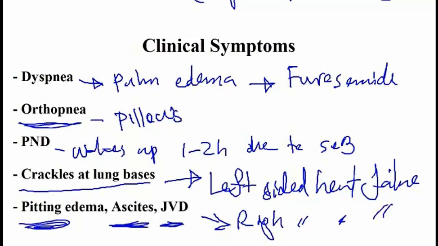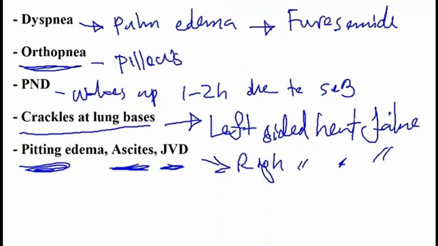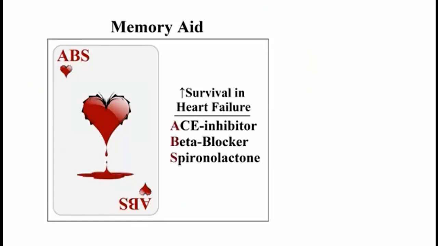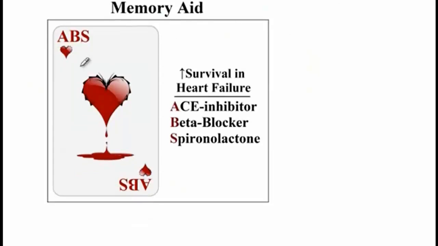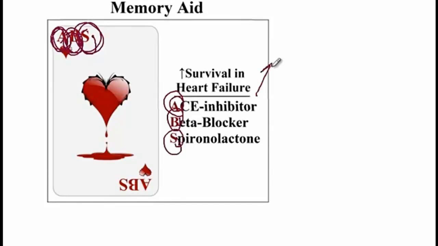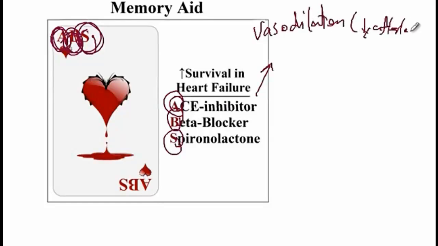Now, there are medications that you can use to increase survival in these patients, and here I have provided you with a mnemonic for that. So these medications include ACE inhibitors, beta blockers, and spironolactone. So what the ACE inhibitors does is that it causes both the vasodilation, which decreases the afterload, and it also causes venodilation, which decreases the preload.